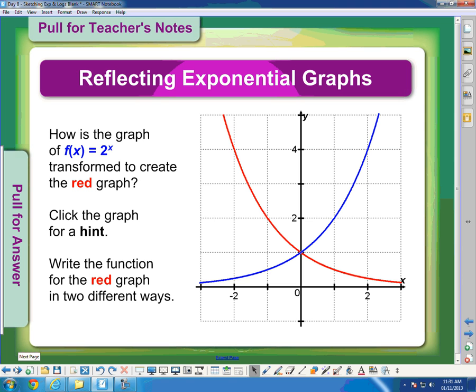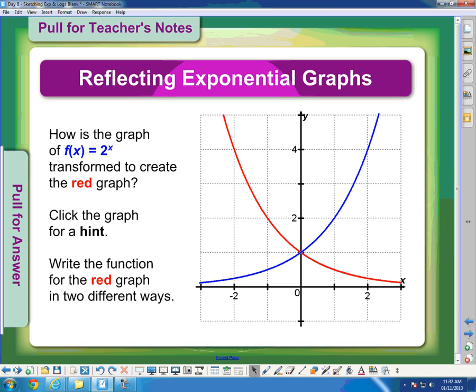So of course, we can move exponential functions. We can move them left, right, up, and down like we did in that one. Or we can flip them, right? We can reflect them and do all that sort of stuff. So if we look at this, how is the graph of f at x equals 2 to the power of x transformed to create the red graph? So if we take the blue graph, what happened to make the red graph?